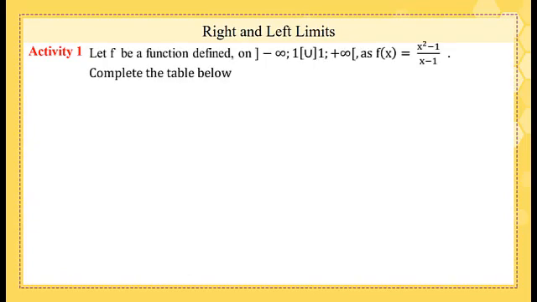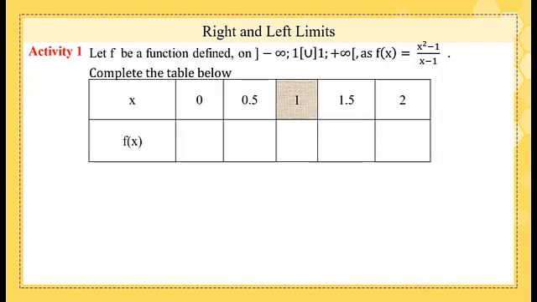Activity 1. Let f be a function defined on the domain (-infinity, 1) union (1, plus infinity) as f of x equals x squared minus 1 over x minus 1. Let us complete the table below. To complete it, please pause your video and complete it. These are the values of f of x where x changes. Be careful, 1 is excluded, so f of x is 0 over 0.